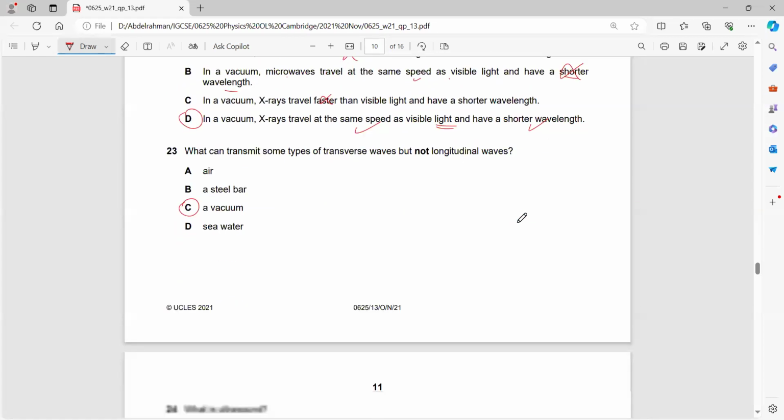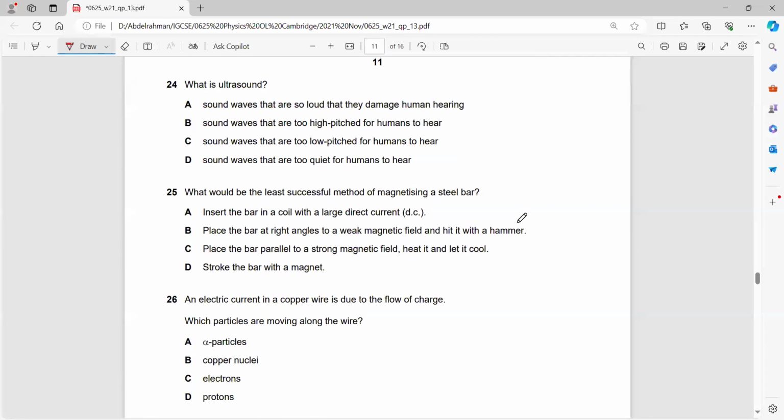What is ultrasound? Sound waves that are so loud? No, too high pitched. The frequency is above 20,000 hertz. What would be the least successful method of magnetizing? Magnetizing and demagnetizing have been removed from the syllabus, so 25 is cancelled.